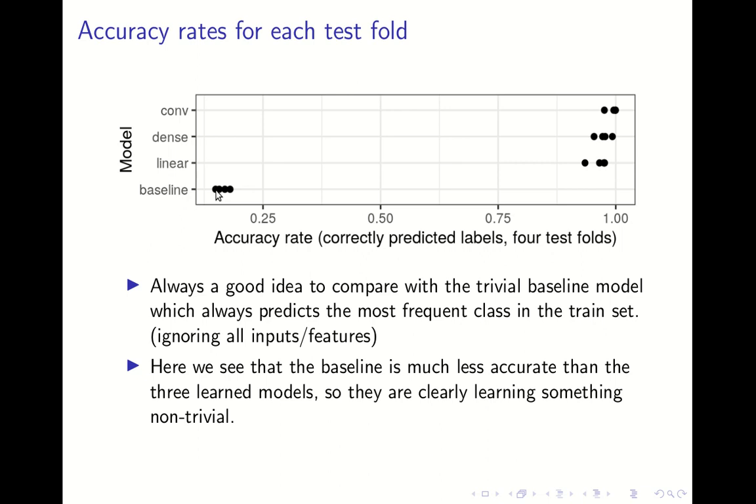And so we can use that as information to see that all three of the learned neural network models, the linear, the dense, and the convolutional model that we saw earlier, are clearly learning something which is non-trivial, so much better than the baseline model. And so it's always a good idea to run that baseline just as a reality check to make sure your models are learning something at all.